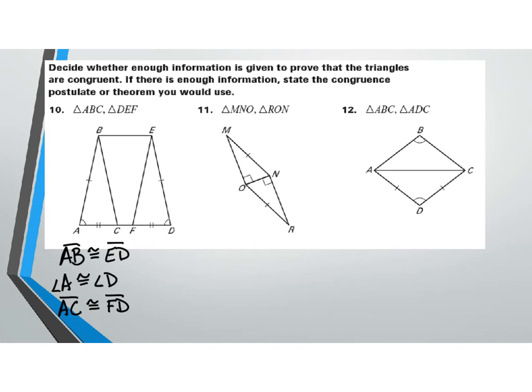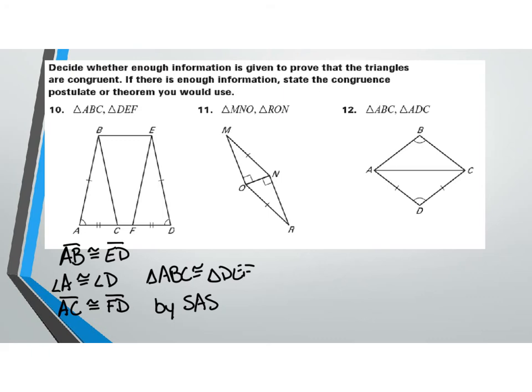So let's state this right here. Triangle ABC is congruent to triangle DEF by side angle side. And there we have it.